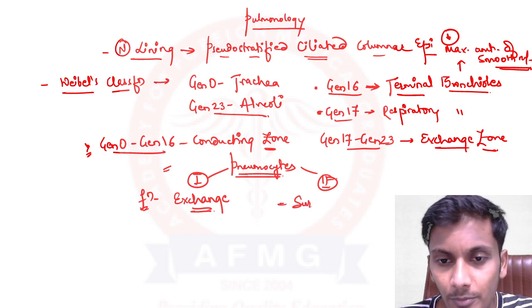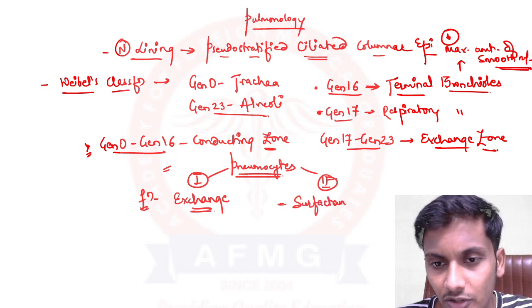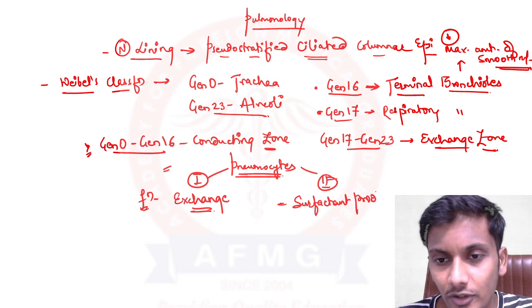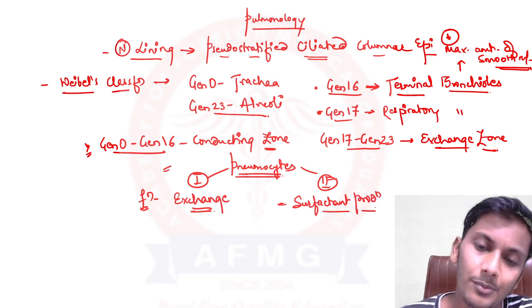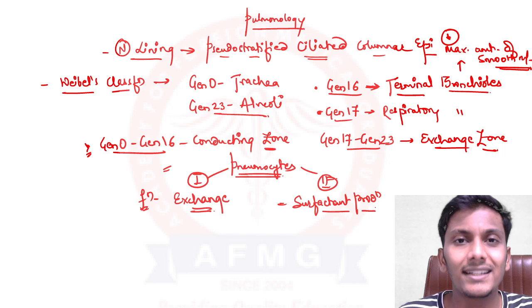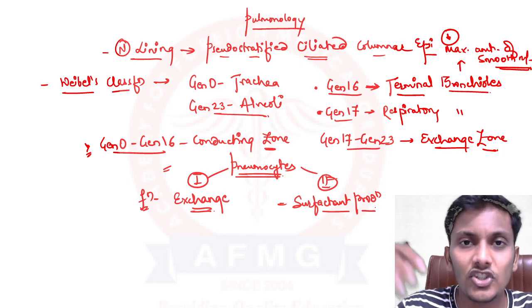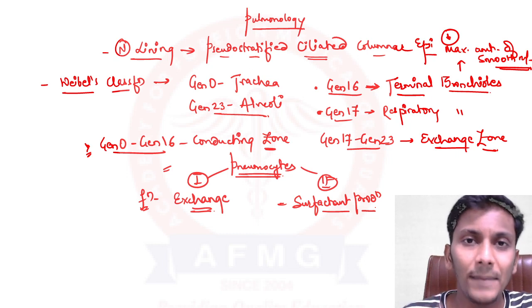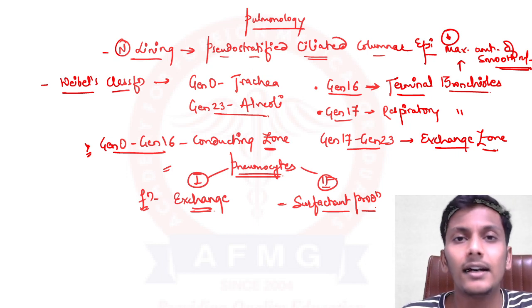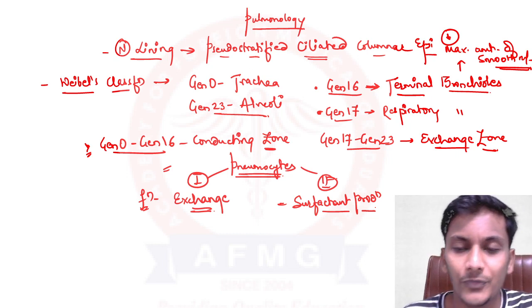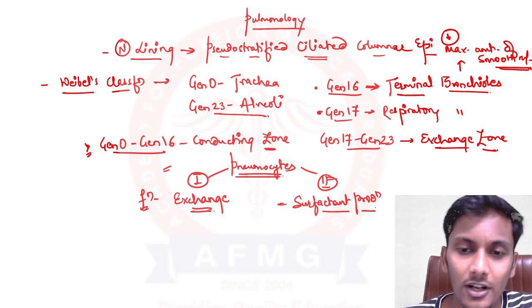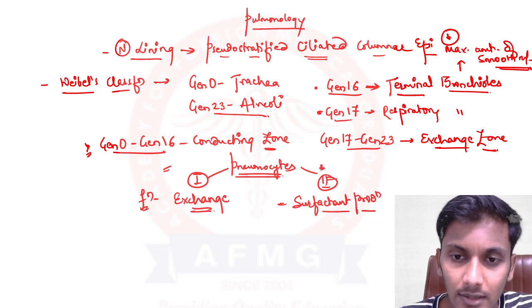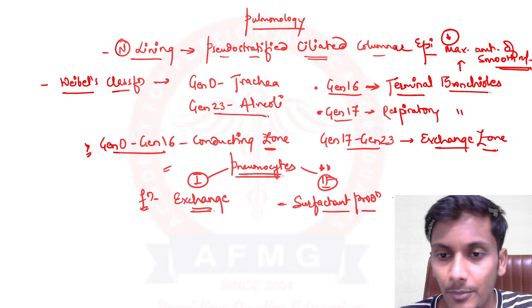The most important function of your type 2 pneumocytes is surfactant production. As we all know, surfactant maintains the surface tension, therefore it prevents the alveoli from collapsing. It keeps the alveoli patent so that the exchange can occur easily. Please remember, surfactant production is a function of type 2 pneumocytes, and this question has come twice. Important one, many a times in earlier exams.